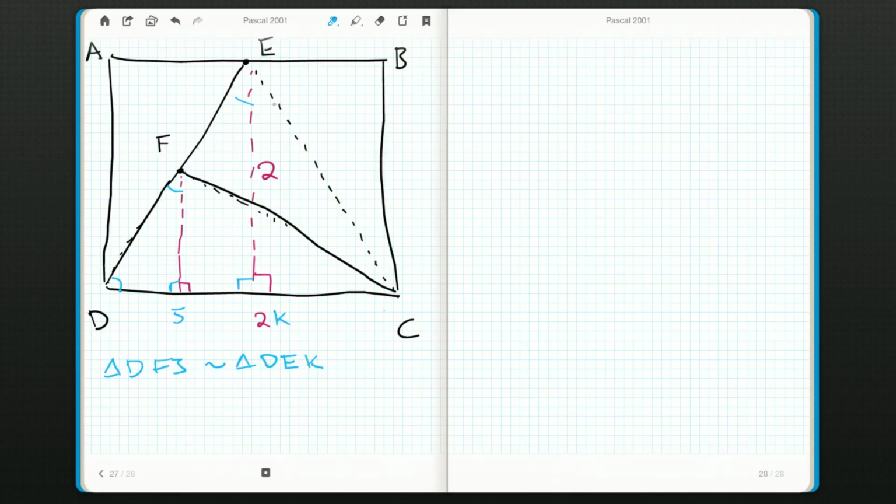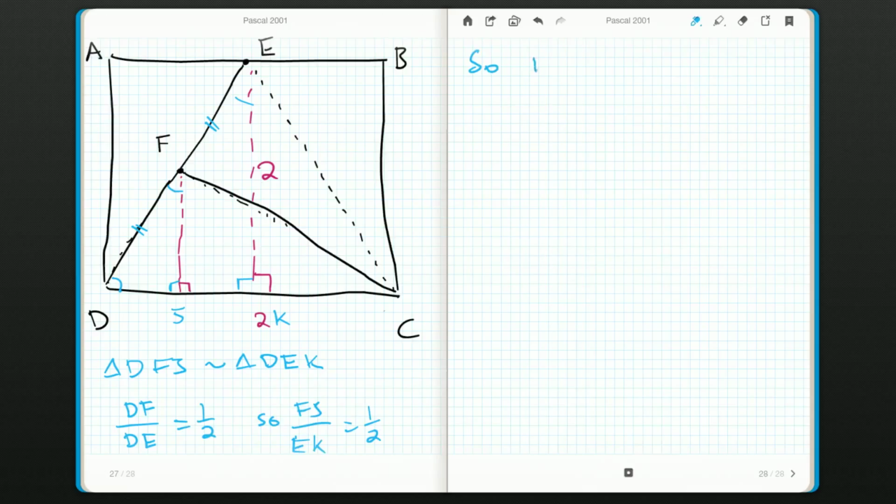Alright. They're similar, but they're not exactly the same. But we do know that F is the midpoint of DE, which breaks it in two. So DF over DE is going to be 1/2. Because they're similar triangles, all their side lengths have a common ratio. So that means FJ, which is the height, over EK is also 1/2. Well, I know what EK is. It's 2. So we get an altitude of 1 here. So when we take the midpoint, the base stayed the same, but the altitude dropped by 1/2.